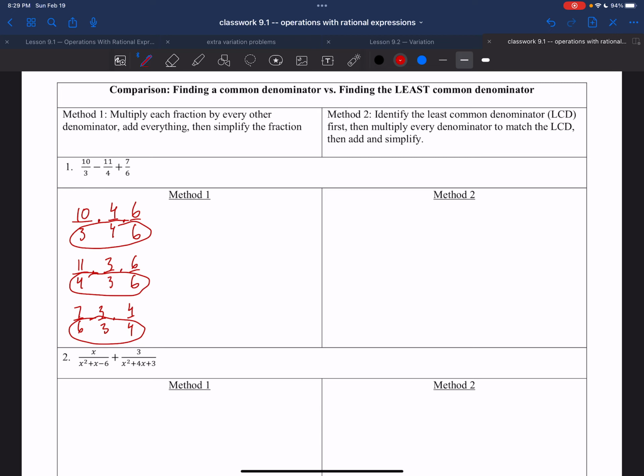But the reason I did this is because while you may understand how to find an LCD with normal fractions, for example, if you look at 3, 4, and 6, I'm hoping you already know that the LCD is 12. Just by looking at it, you say, I know that the common denominator has to be 12 because 12 is the smallest number divisible by 3, 4, and 6, right?